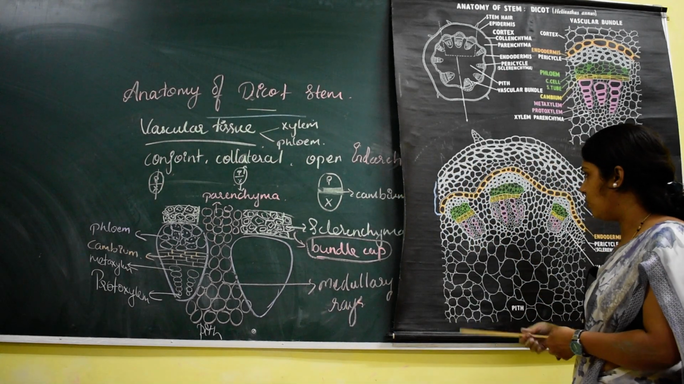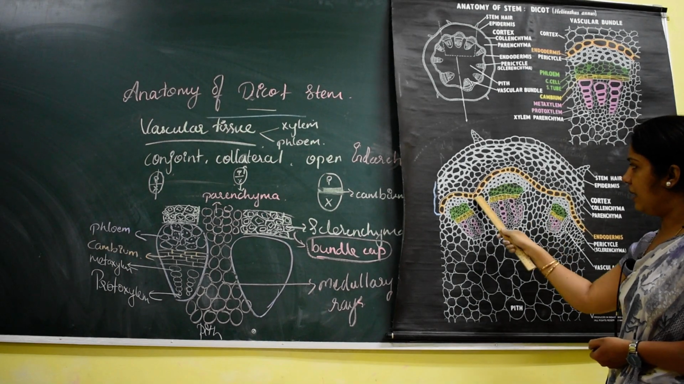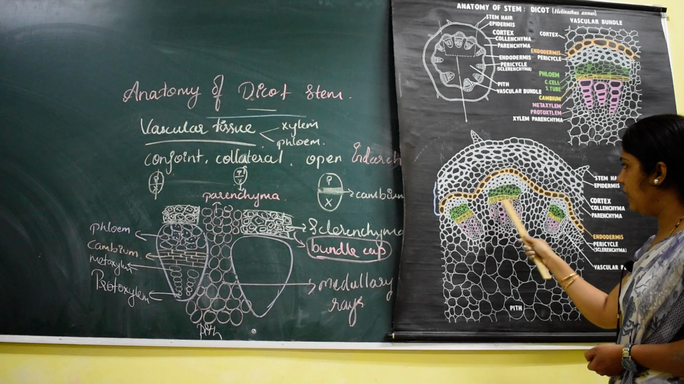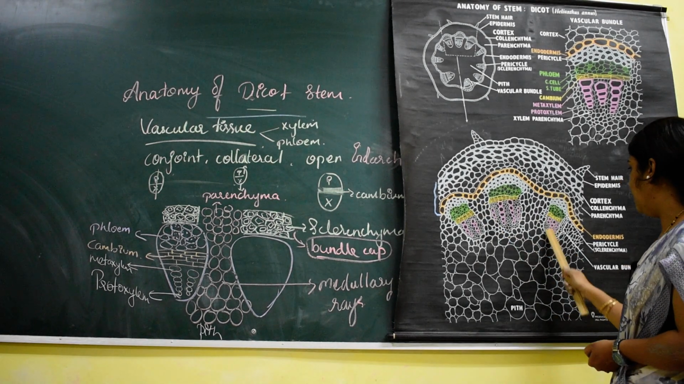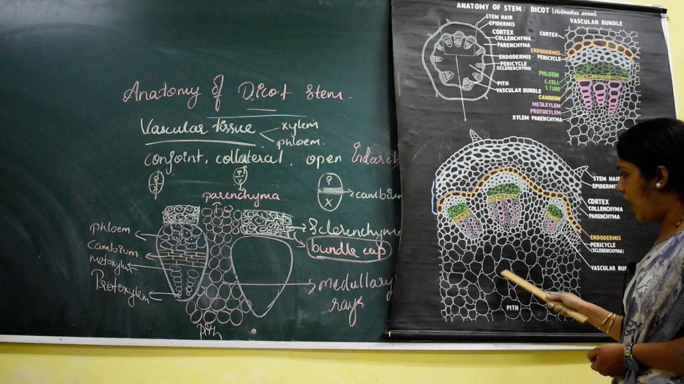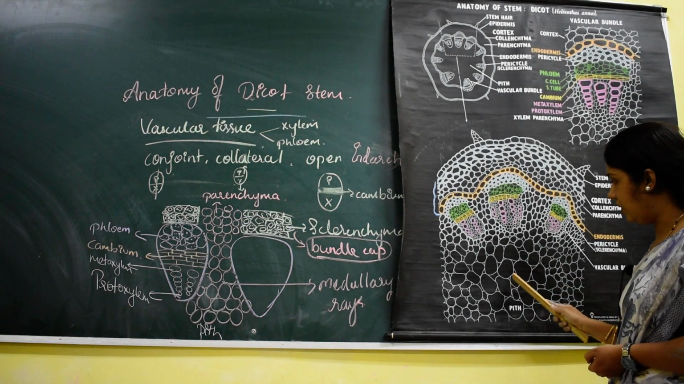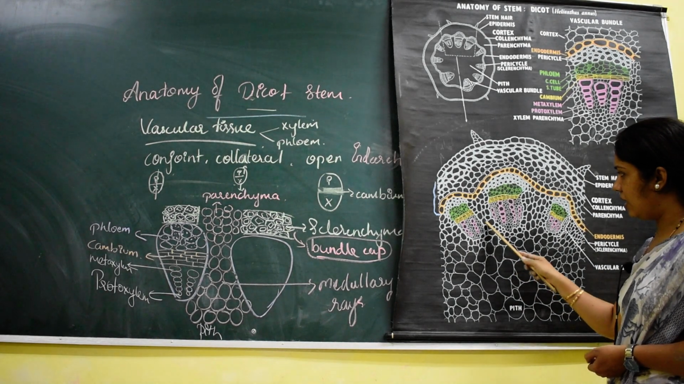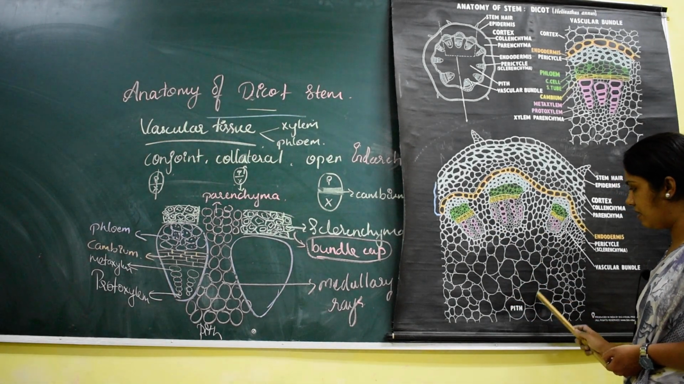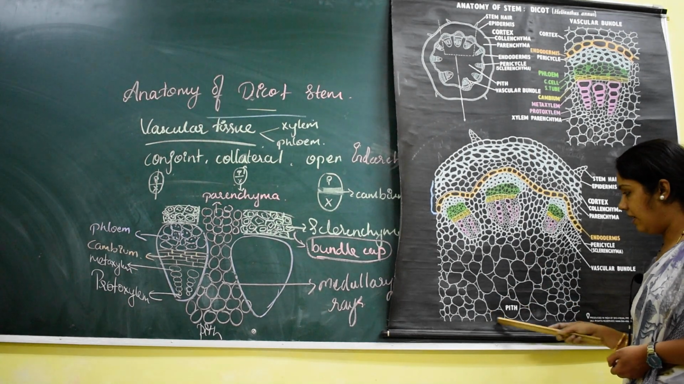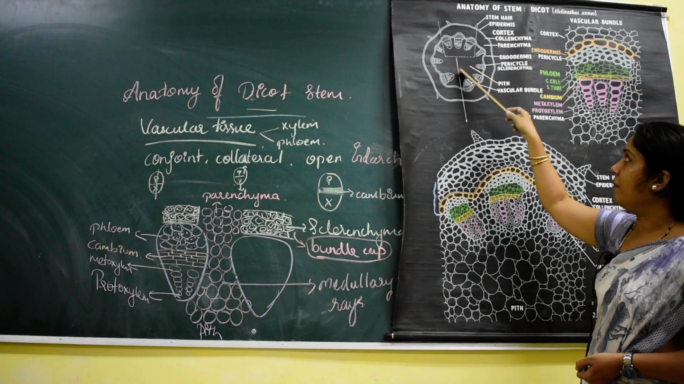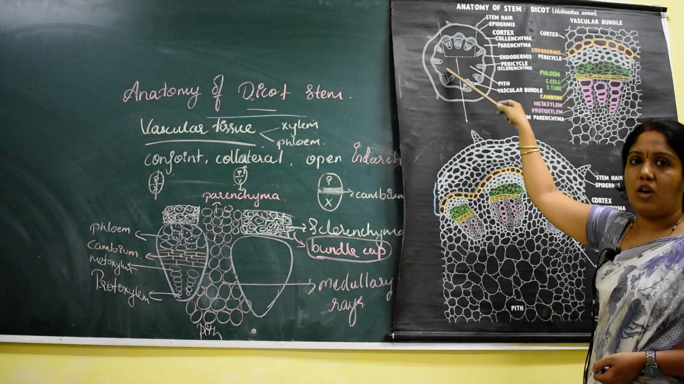You can see here also, in between the vascular bundles, a patch of parenchyma cells. This patch of parenchyma cells in between the vascular bundles is the medullary rays. And the central region is made up of large parenchyma cells with large intercellular spaces. See here the intercellular space is less, but towards the center the intercellular spaces are more. So the center region is called the pith region. This center part of the stem is called pith.